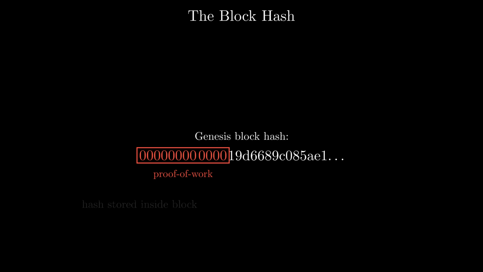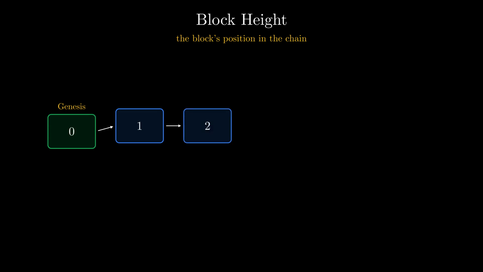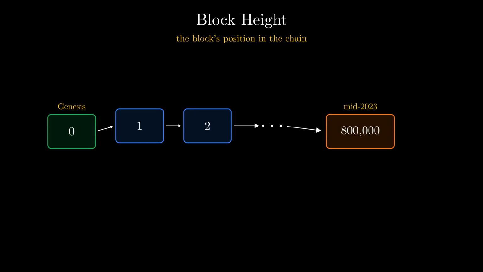Here's the nuance most people miss. The block hash is not stored inside the block. Every node computes it fresh from the header when the block arrives. The second identifier is block height. Simply the block's position in the chain. Genesis is height 0. The next block is height 1. By mid-2023, the chain reached height 800,000.